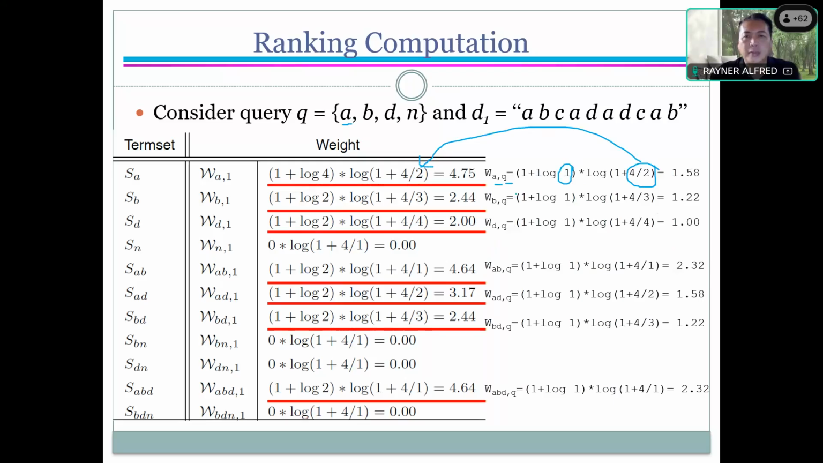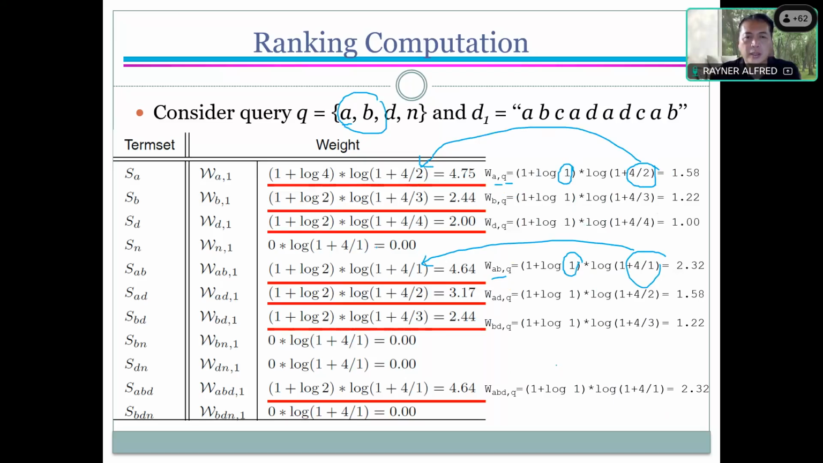So we will do the same computation for BD. Okay, for example, for this AB exists 1 time, so that's why you get 1 here, and this follows from here. So quite straightforward.